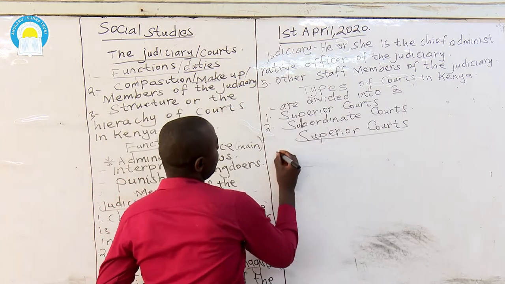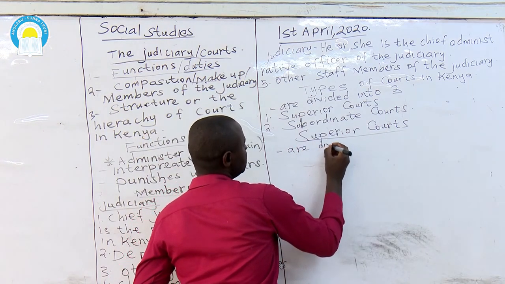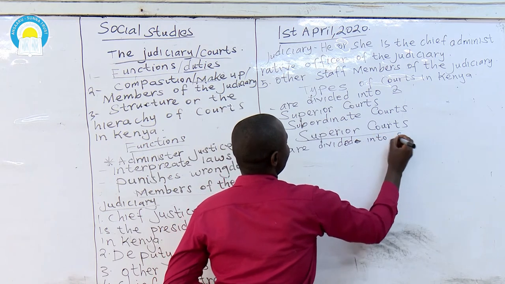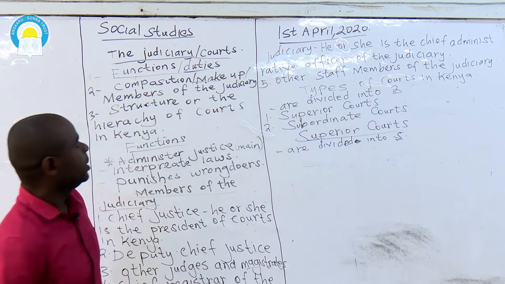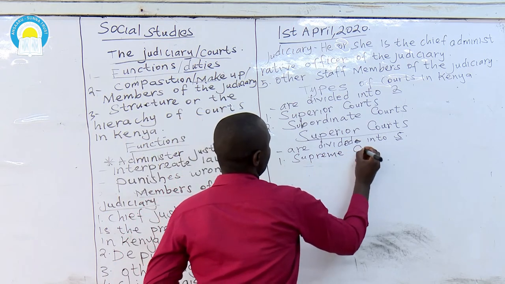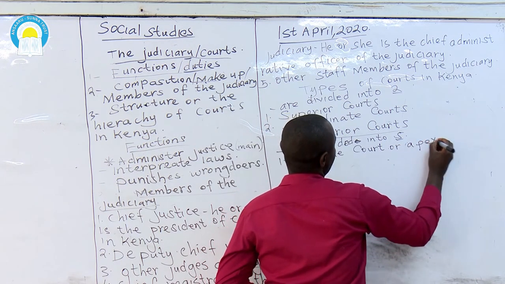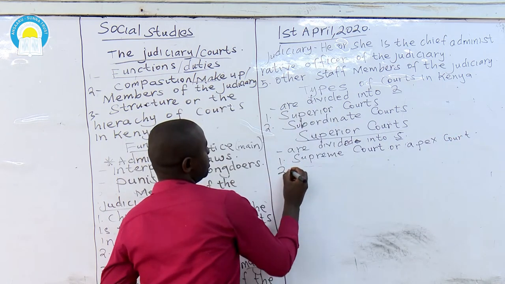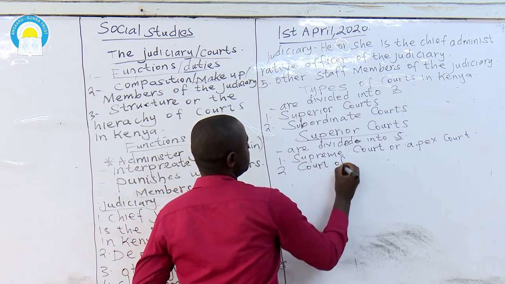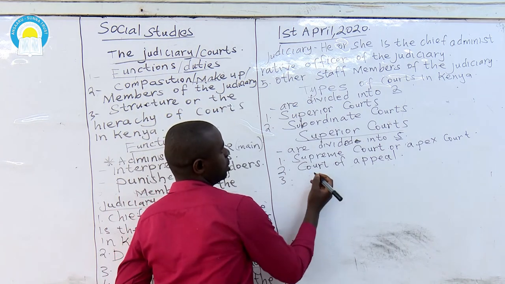So number one, these superior courts are divided into five categories. Number one, we have what we call the Supreme Court. The Supreme Court is also called the Apex Court. Number two, we have what we call the Court of Appeal. Number three, we have the High Court.